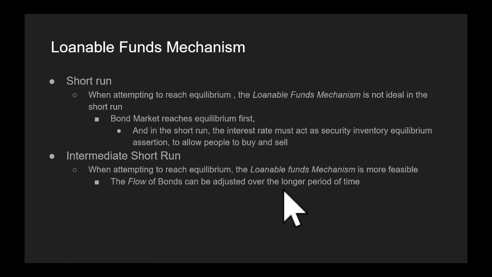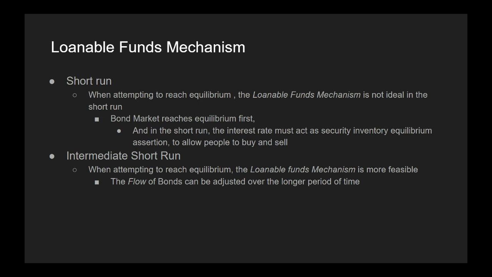In the short run, using the loanable fund mechanisms isn't really a great idea. The bond market tends to reach equilibrium first just because of how fast things move in supply and demand. In the short run, the interest rate needs to act as a security inventory equilibrium condition to allow people to buy and sell. Basically, in the short run, the interest rate has to just modify the stocks. It can't modify the flow because there's not enough time to modify the flow.